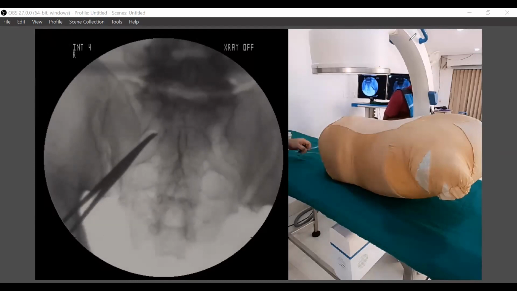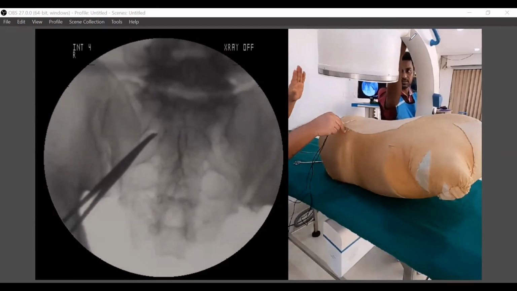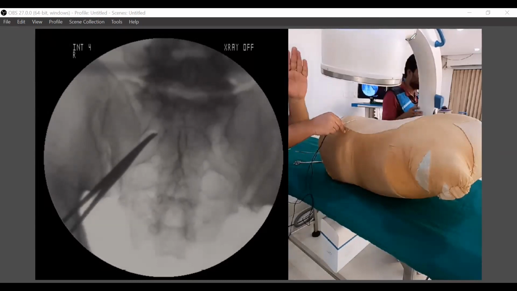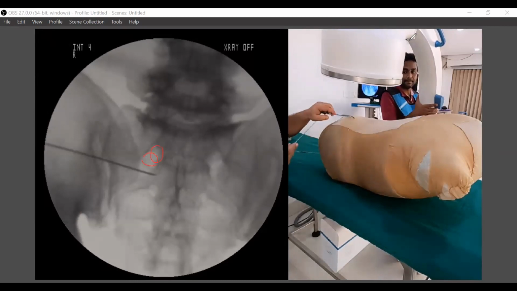So now I will make it a bit oblique so that one foramen comes above another. This is the cranial tilt. I am giving cranial tilt. Okay, so you can see a small part of the foramen has come. In S2 you can see very nicely. Just I am showing you. Shoot.